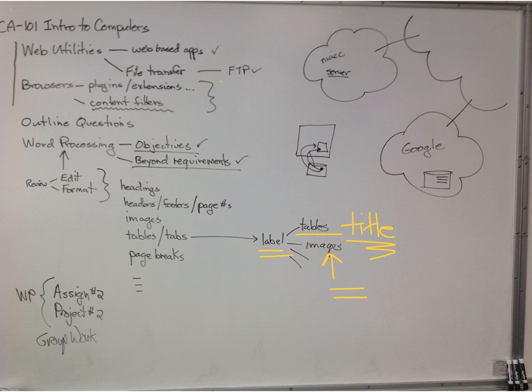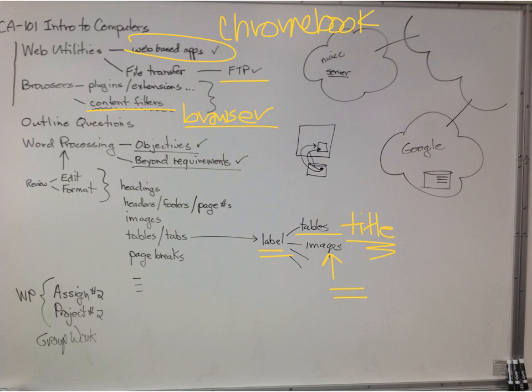Alright, I already talked about file transfer protocol. We did spend a little time, we talked about filters. You can put filters in your browser to disallow certain content from coming in. We talked about web-based apps like Google Docs, and we talked about Chromebook, which functions primarily using a browser, and so forth.